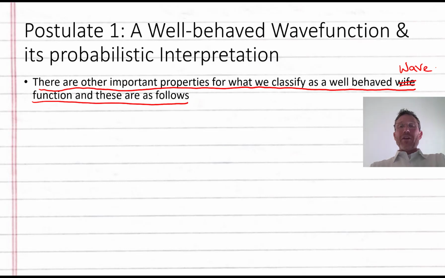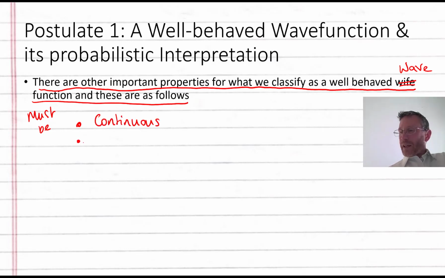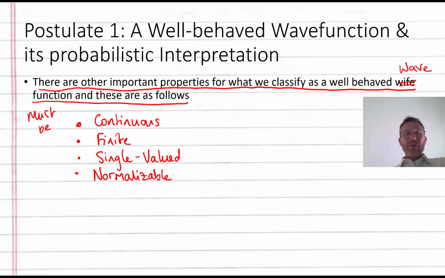So let's talk about what these other important properties are for a well-behaved wave function. A well-behaved wave function must be continuous, it must be finite, it must be single valued, and it must be normalizable. We can illustrate these points by looking at the following functions.